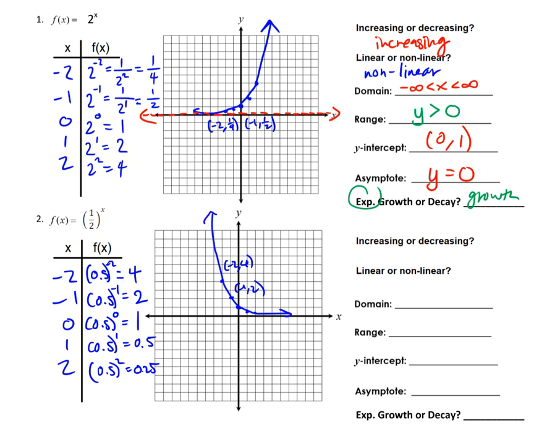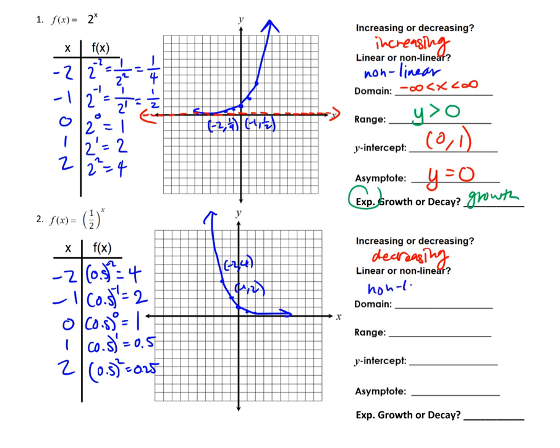Okay. So as you can see here, this is going to be the opposite. What we have here represents a function that is decreasing, right? The one on top was increasing; this is going to be the opposite. This represents decrease. Linear or non-linear? Well, again, like I said, a straight line is going to be linear. This is not a straight line, so this is going to be non-linear.